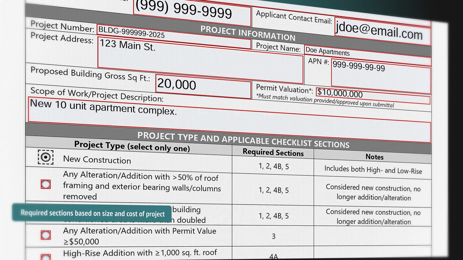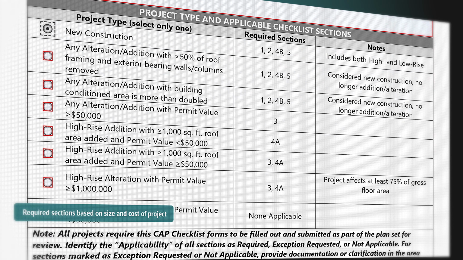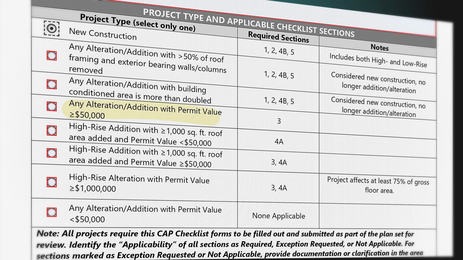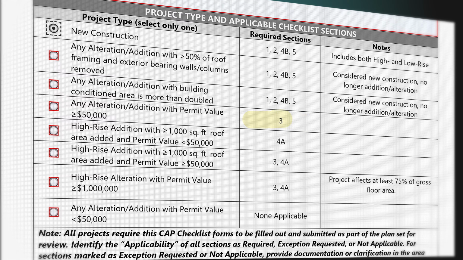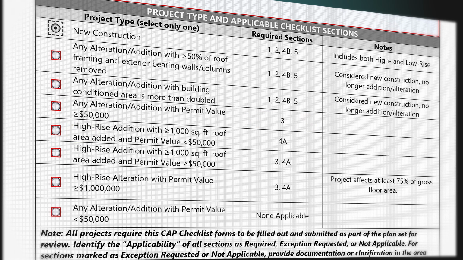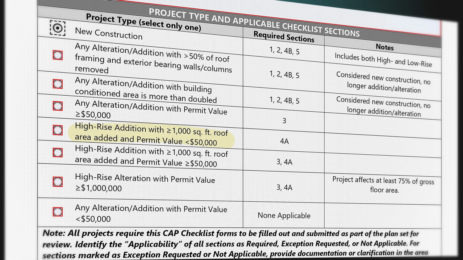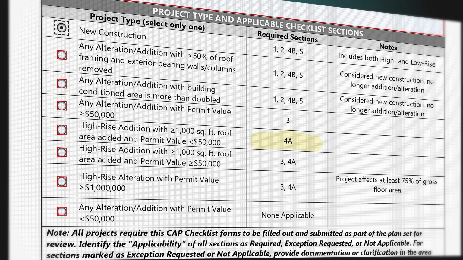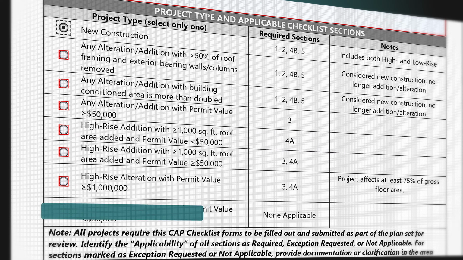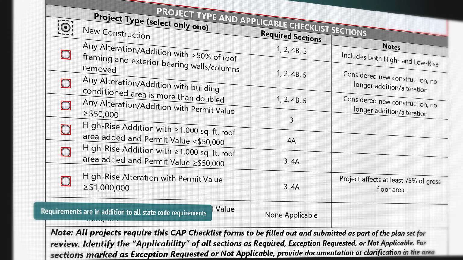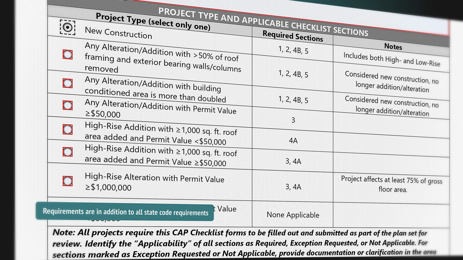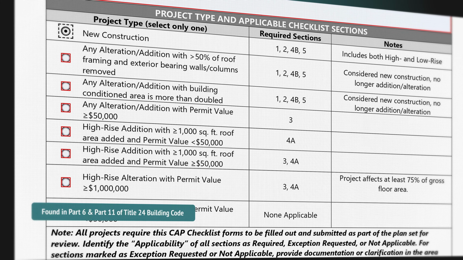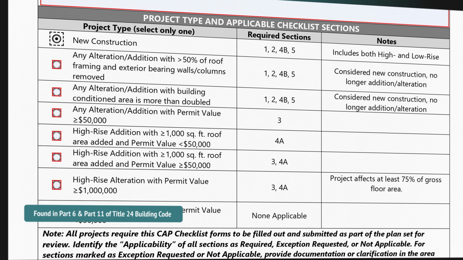The sections required to be completed for additions or alterations will depend on the size and cost of the project. If the permit valuation is $50,000 or greater, Section 3 will be required. If the project is an addition to a high-rise multifamily building that adds 1,000 square feet or more, then 4A will be required. Please note that these requirements are in addition to all state code requirements related to energy efficiency and green building, which can be found in Part 6 and Part 11 of the Title 24 Building Code, respectively.